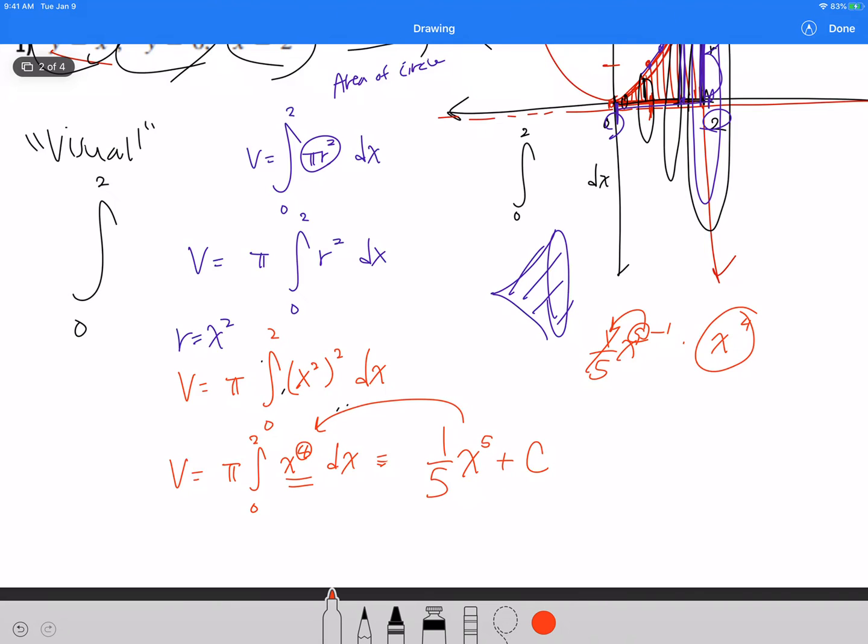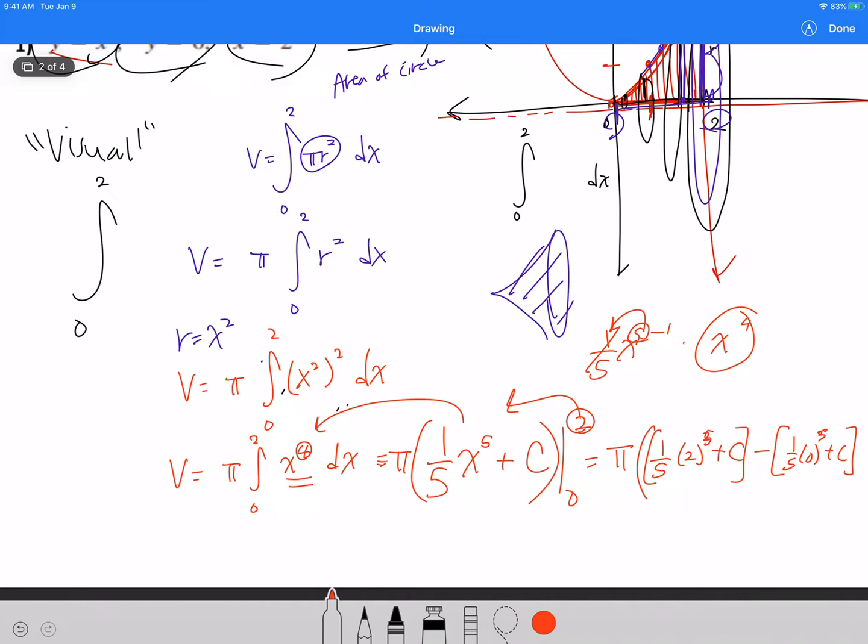And then I want to do that from 0 to 2. Remember, the pi is still outside, out in the very beginning. So my final answer here is pi times 1/5 times 2 to the 5th plus c, minus, because that is the very first portion when you plug that in, 1/5 times 0 to the 5th power plus c.